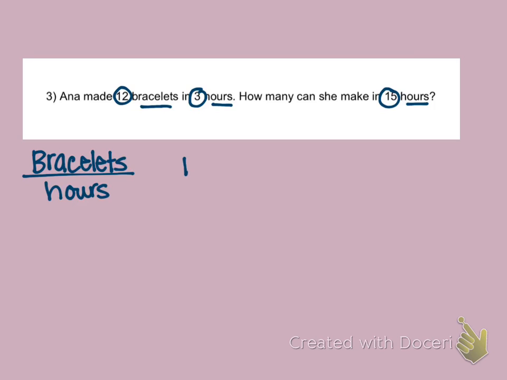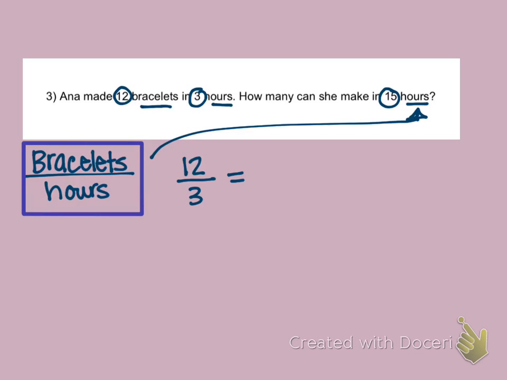So here Anna made 12 bracelets in 3 hours. According to my word ratio, I have bracelets on top and hours on bottom. And it's asking, well, what about 15 hours? So I'm going to check back with my word ratio and see that hours goes on bottom, therefore 15 goes on bottom. I don't know how many bracelets she can make in 15 hours, so that's where my x comes from. So then now I'm just ready to solve by circling my diagonals and writing them down. So that's 3 times x. Remember, we bring down our equal sign. And then we have our other diagonal, 12 times 15.